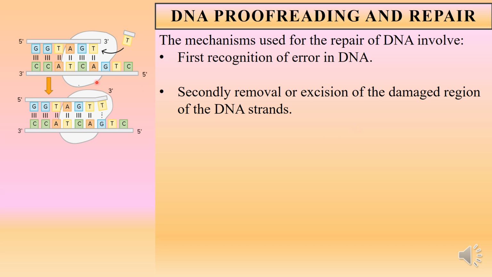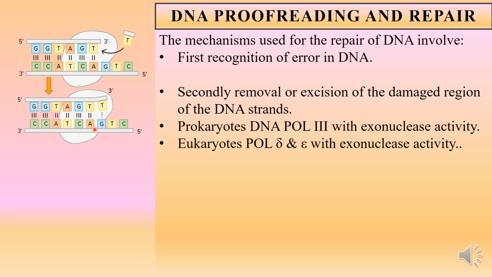The second is removal or excision of the damaged region of the DNA strands. So this is the wrong pairing, and the removal of this wrong pairing is taken care of by different enzymes in prokaryotes and eukaryotes. In prokaryotes, it's DNA polymerase 3 and exonuclease, whereas in eukaryotes, it is DNA polymerase delta and epsilon, which act as exonucleases. So in prokaryotes, it's DNA polymerase 3, whereas in eukaryotes, it is polymerase delta and epsilon.